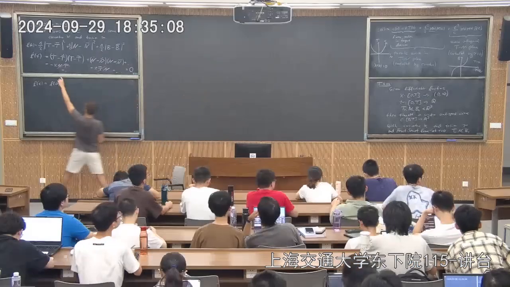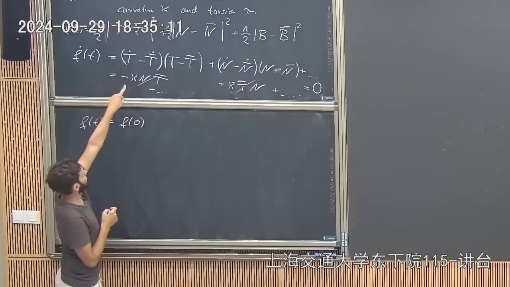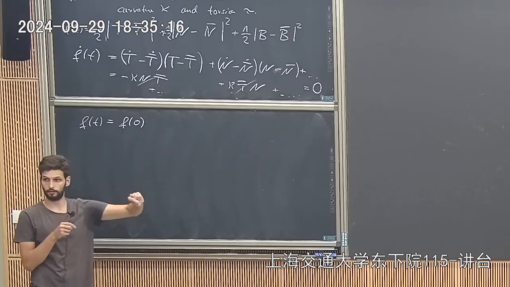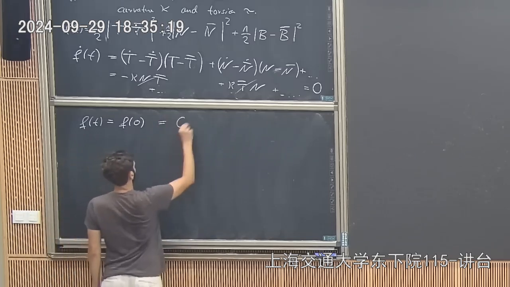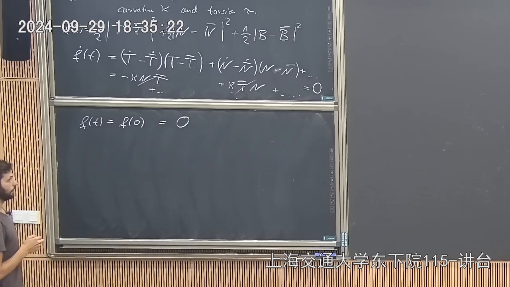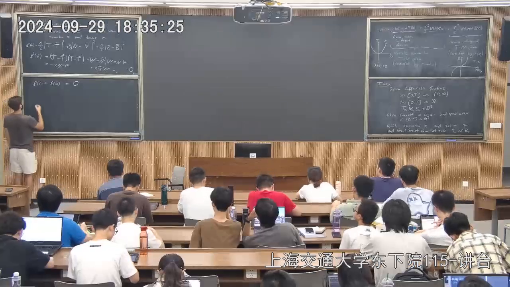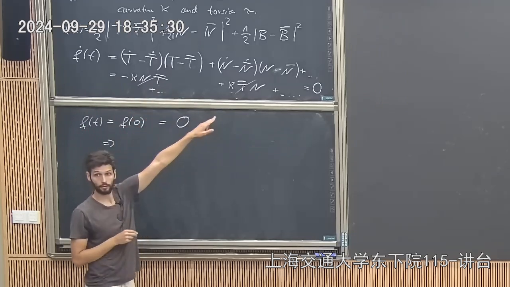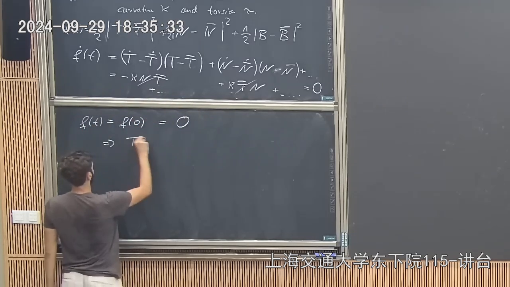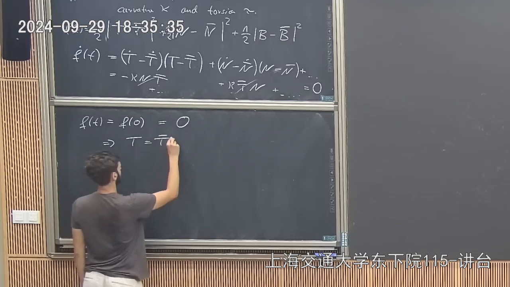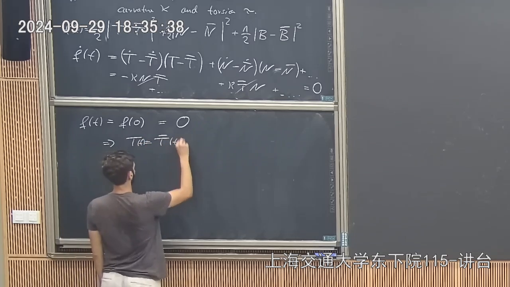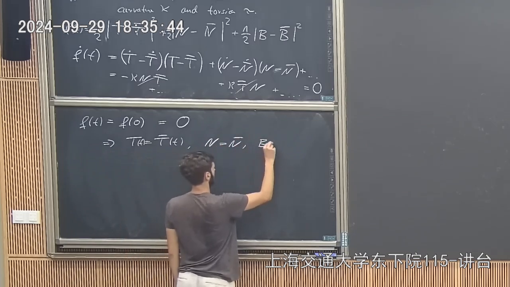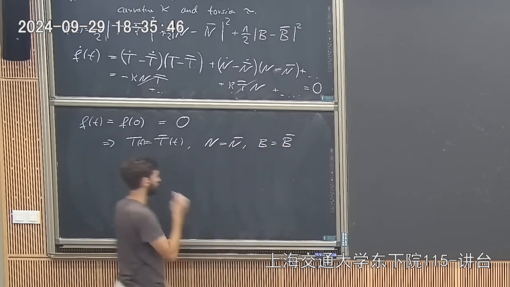Because if you do that, then at 0, the t and the t bar are the same, because by definition they now have the same Frenet frame at 0. So what we get now is that this part is 0 by our assumption that I just added. And because this one is 0, we conclude that each of these terms, which are positive, has to be 0. So we conclude that t equals t bar for all times, and similarly, n equals n bar and b equals b bar.